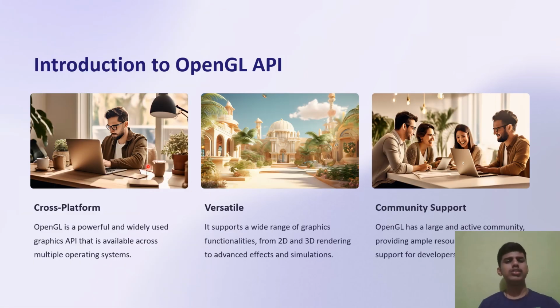So next, let's see the introduction to the OpenGL API, application programming interface. The first one is cross-platform. OpenGL is a powerful and widely used graphics API that is available across multiple operating systems. The second one is versatile. It supports a wide range of graphics functionalities, from 2D and 3D rendering to advanced effects and simulations. The third one is community support. OpenGL has a large active community providing resources, tutorials, and training to other developers.